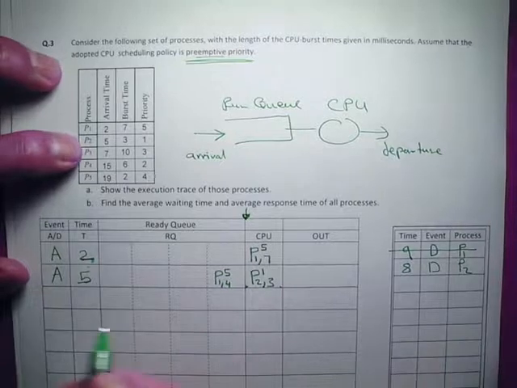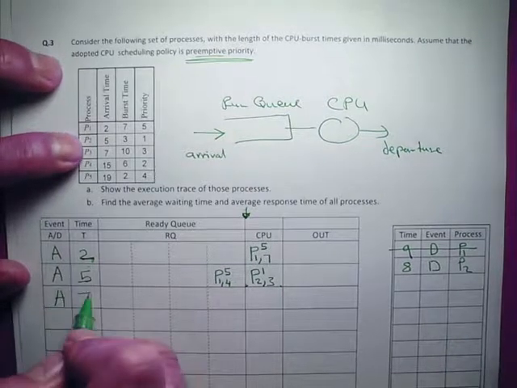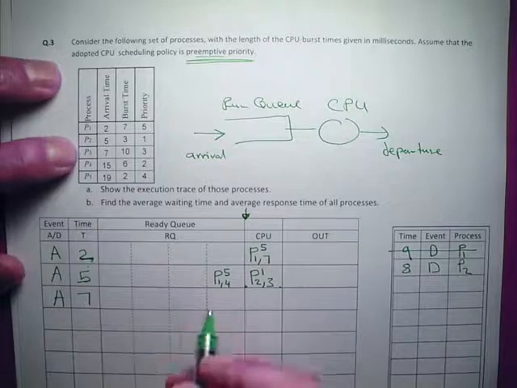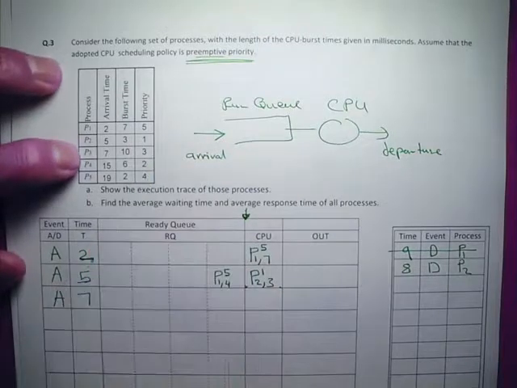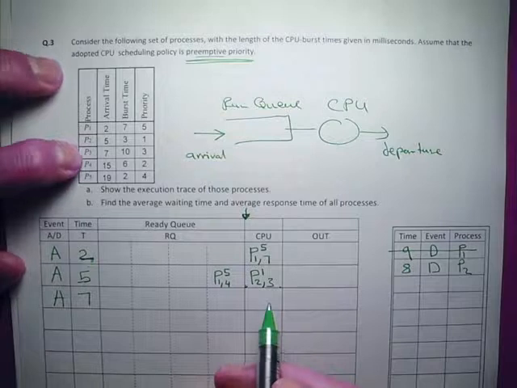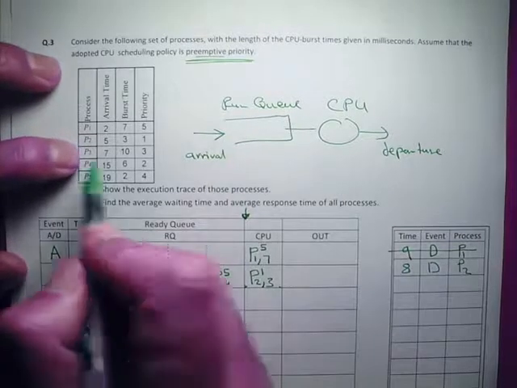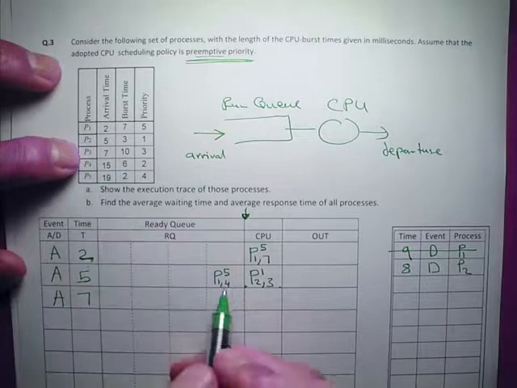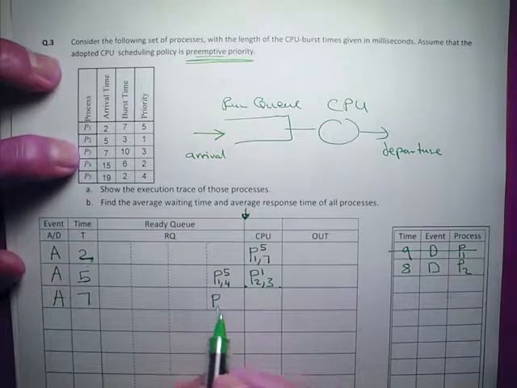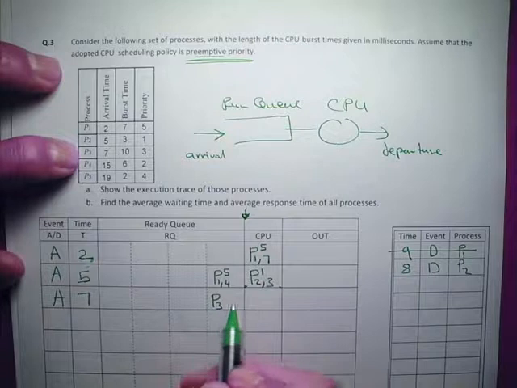Okay, now 7, I have an arrival, and the arrival is P3. P3 is priority 3, and the one executing is priority 1. So I cannot interrupt it. I cannot preempt it. However, P3 is of higher priority than the one currently in the queue. So P3 will what? Will queue in front of P1.